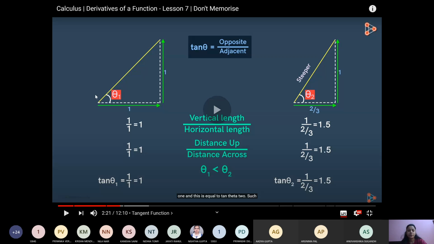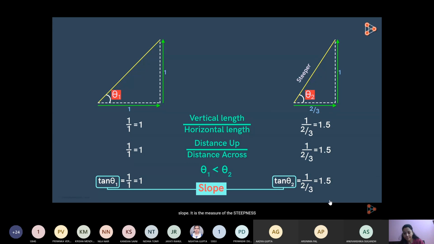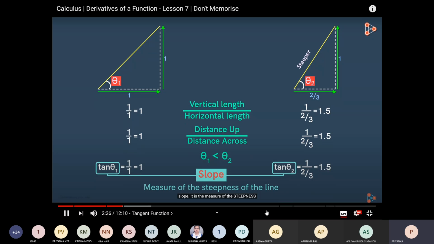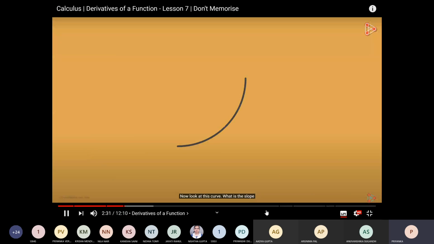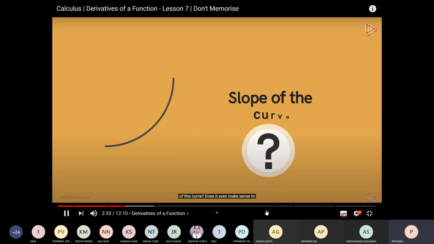Let's see. Such a ratio for a straight line is called its slope. It's the measure of the steepness of the line. Now look at this curve. What is the slope of this curve? Does it even make sense to ask this? What do you think?